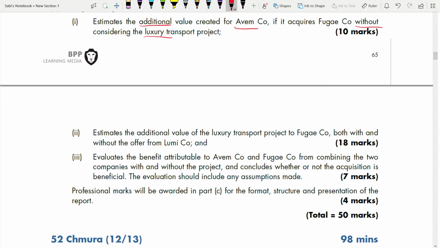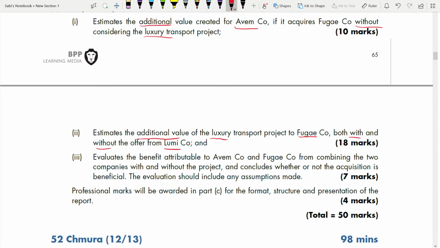So if you see, this question looks a bit complicated because so many companies are involved, Avem or Fugai, then Nahara, then Lumi company. Who are all these? You will not know, but still start with the requirement first. Okay. So estimate the additional value to this, both with and without this.